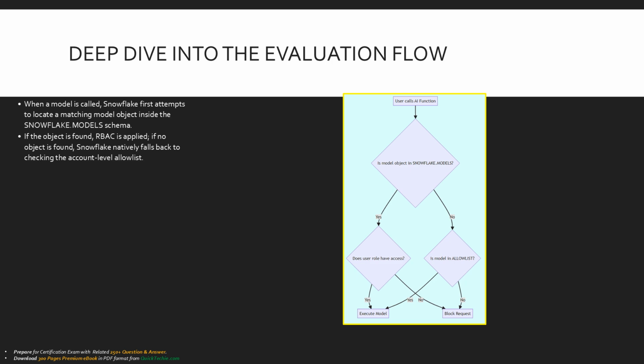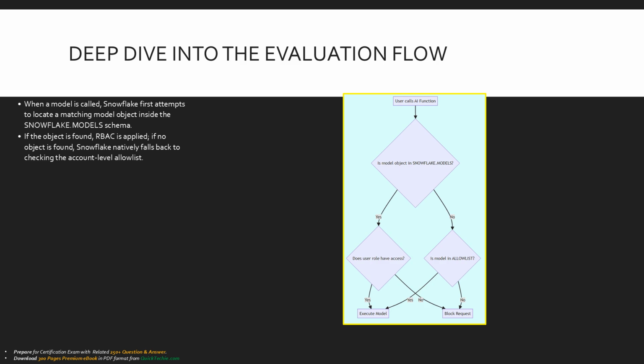When a Cortex AI function like AI_COMPLETE is called, Snowflake initiates a highly specific resolution sequence. First, it looks for a matching model object natively in the SNOWFLAKE.MODELS schema. If it finds this object, it strictly applies role-based access control, or RBAC, to determine if the user's role has the proper permission. But what exactly happens if no model object is found?